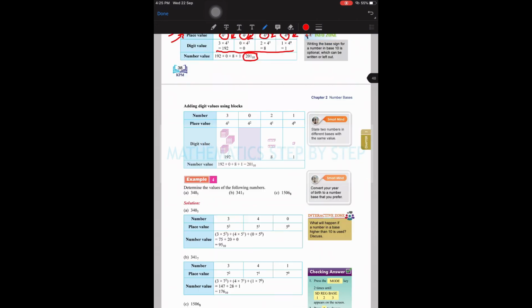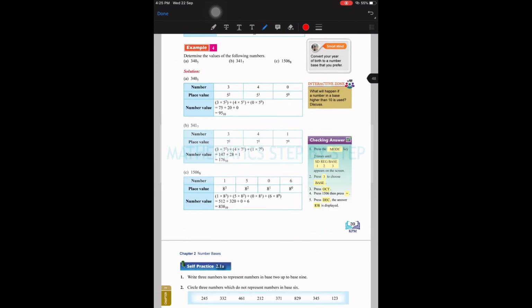Okay, so now let's look at example 4. Determine the values of the following numbers. 340 base 5. These are the place values for each of the digits. And then 0 times 5 to the power 0 is 0. 4 times 5 to the power 1 is 20. 3 times 5 squared is 75. And then we add them up, it is 95.